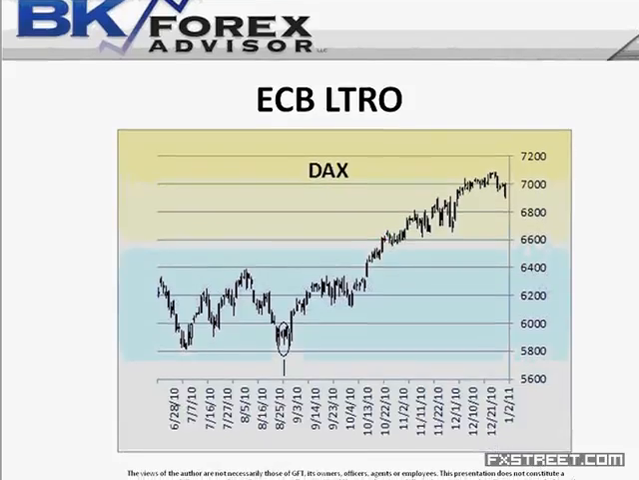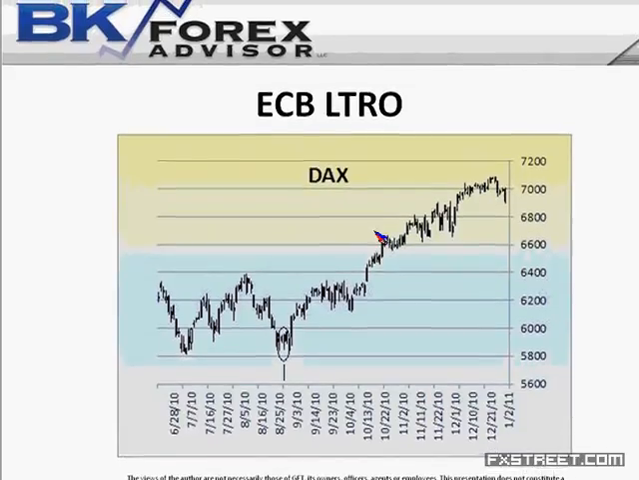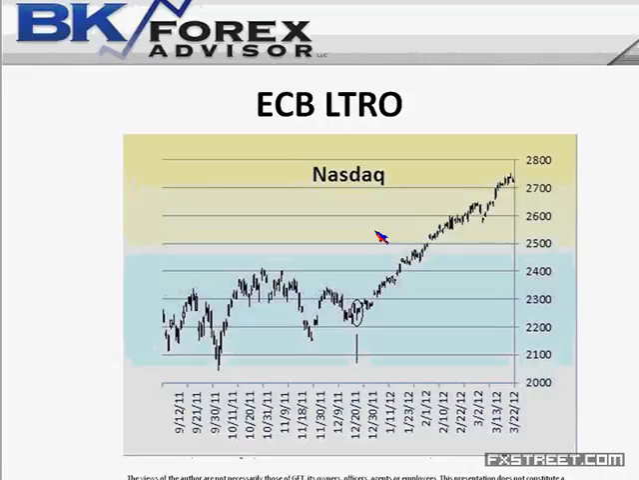has fueled the strong rally that we have seen in stock markets around the world, including the German DAX, which you can see in this chart here, has had a really nice rally that began with the Federal Reserve's quantitative easing program in 2010 and just kind of extended beyond that, and was kind of exacerbated by the ECB's LTRO program. Same story with the Nasdaq.